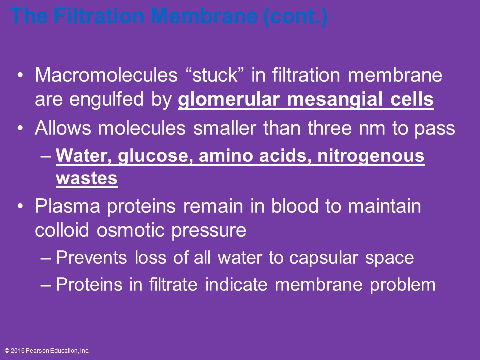Now, water, glucose, amino acids, and nitrogenous waste products are allowed to pass through. Proteins cannot pass, they're too large. If you were to find proteins in urine, that means they entered the filtrate, which would indicate that there is some type of membrane problem in the glomerular capsule area.